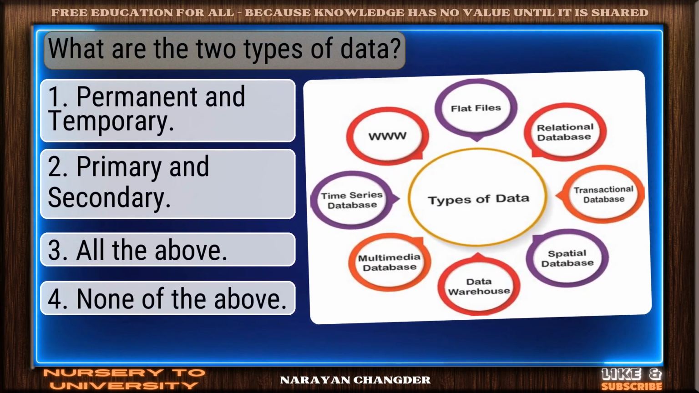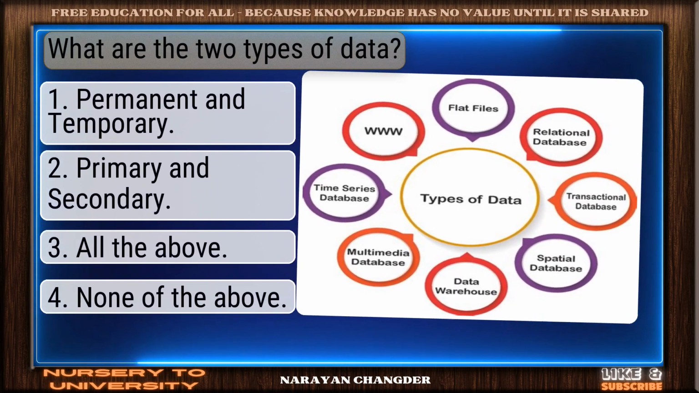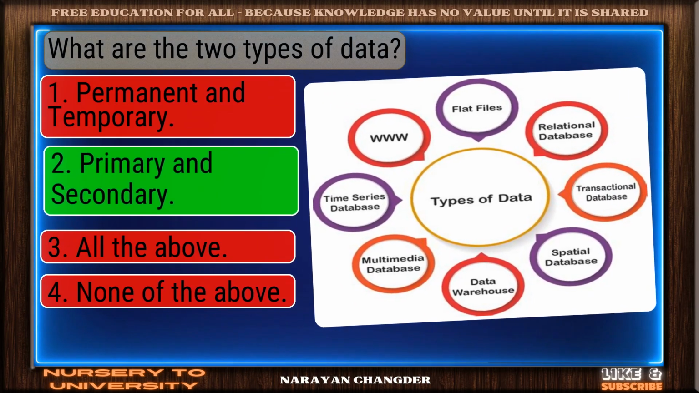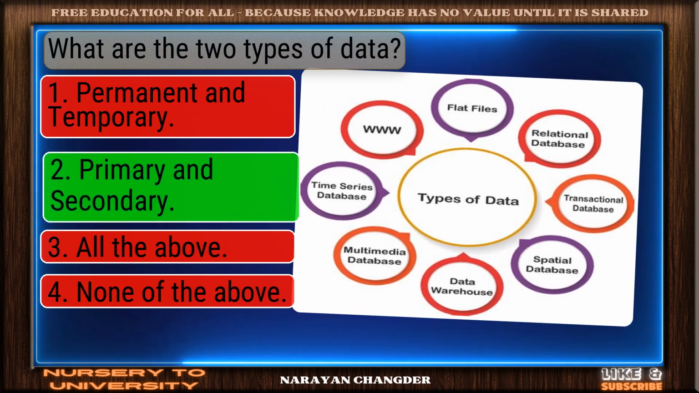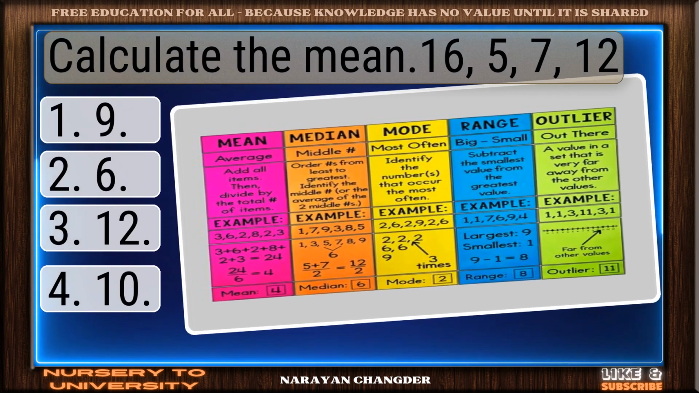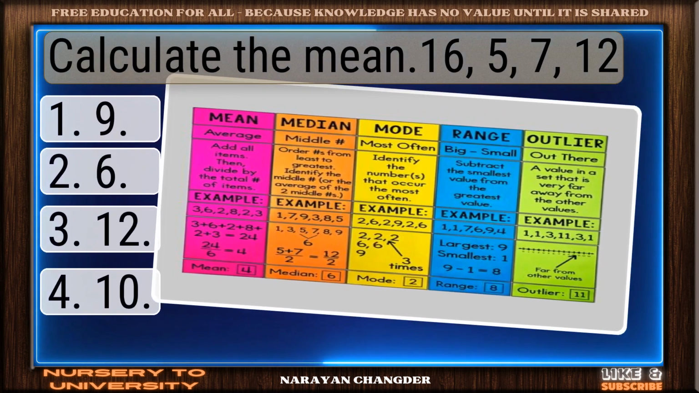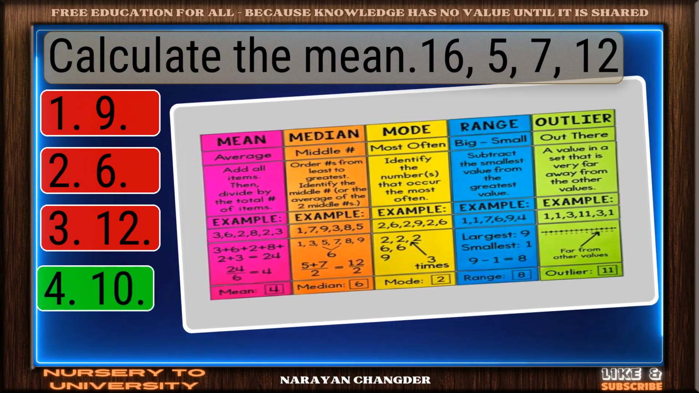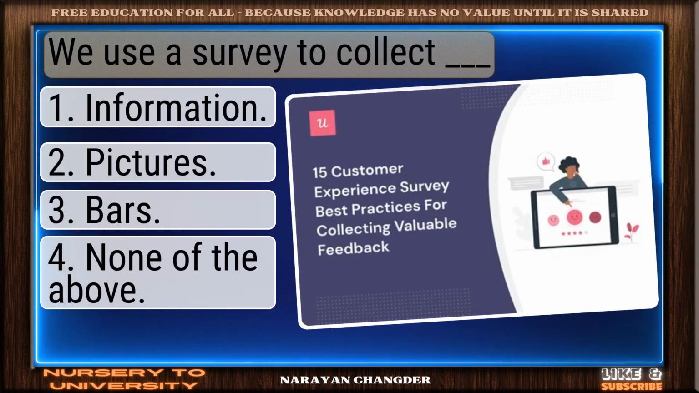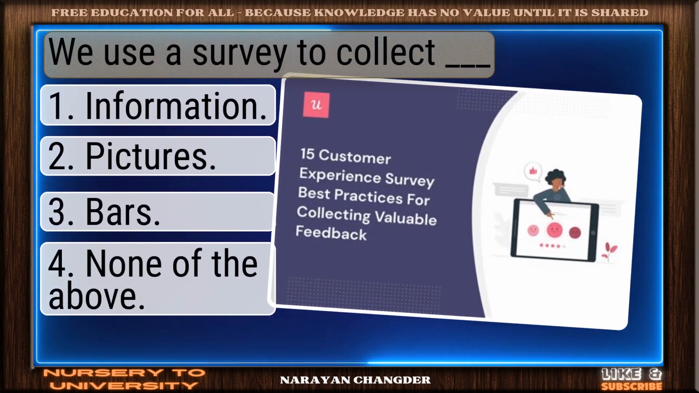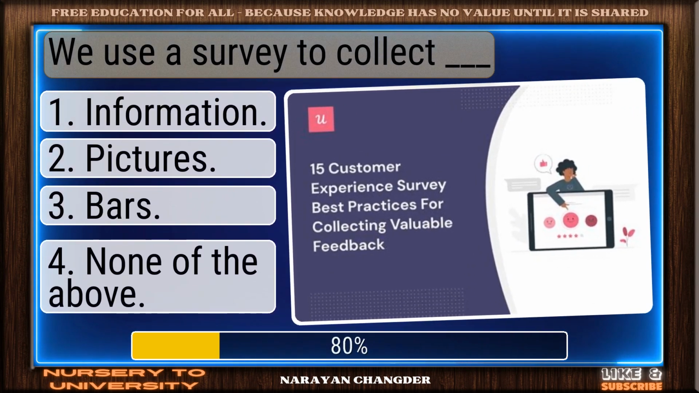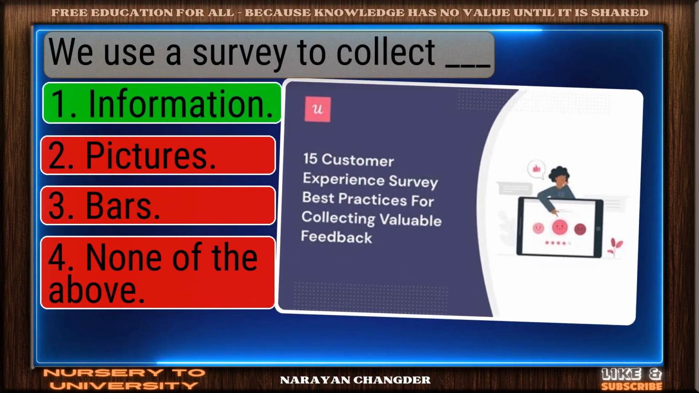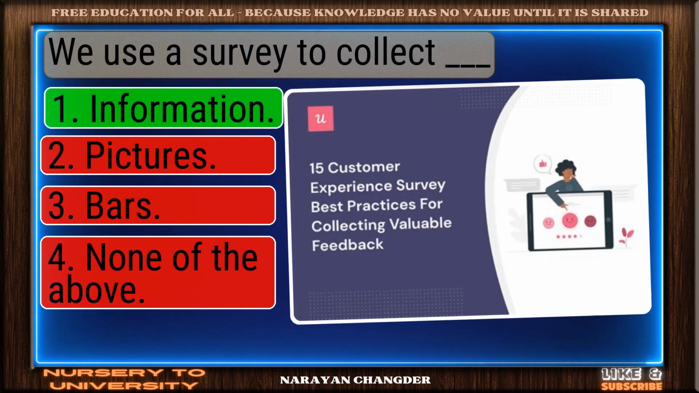Question number 266. What are the two types of data? Excellent choice. Primary and secondary is the right answer. Question number 267. Calculate the mean of 16, 5, 7, 12. Smart pick. 10 is the correct choice. Question number 268. We use a survey to collect dash. Clear logic. Your choice, information, is sound and 100% true.